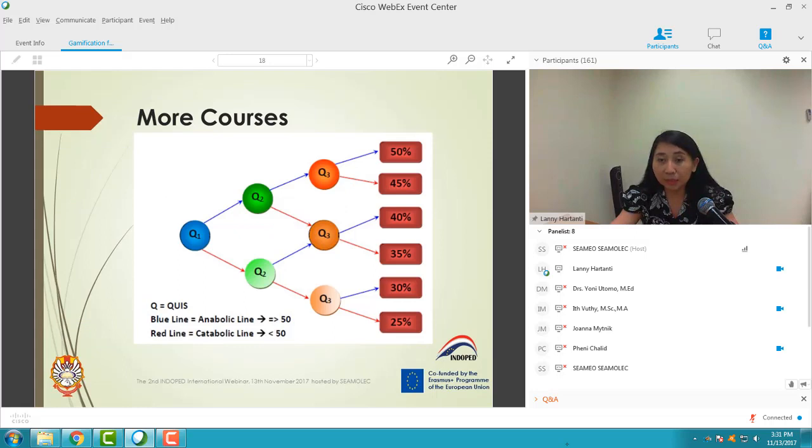And then another one, this is the simplest one. This is the game I implemented in the biochemistry course. It is just the anabolic line and the catabolic line, implemented across several quizzes. If they pass a certain minimum level, they will go to the anabolic line, and they can gain higher points from the quiz, and it will make them expected less in the final assessment.